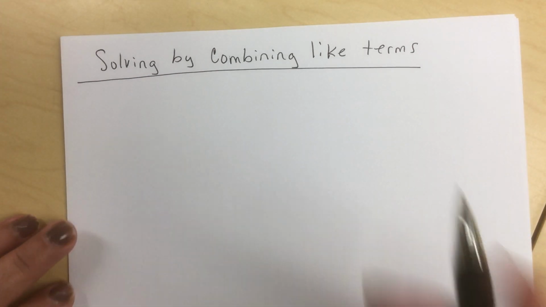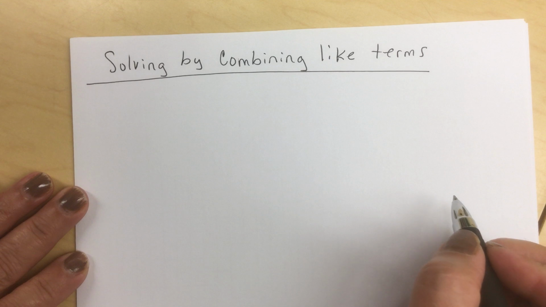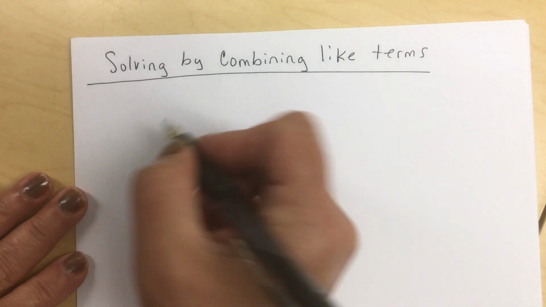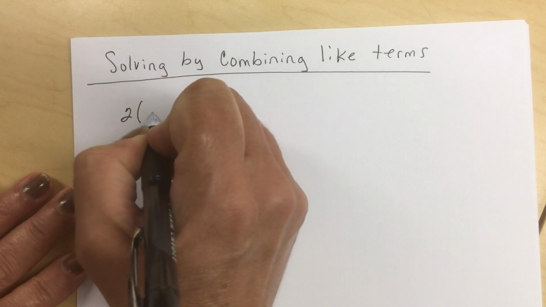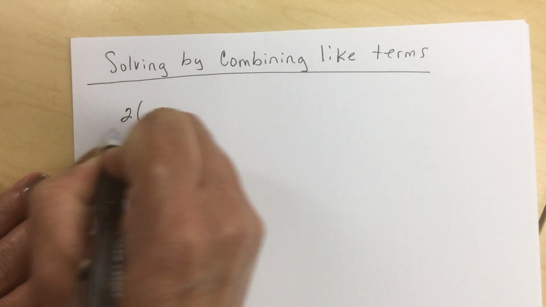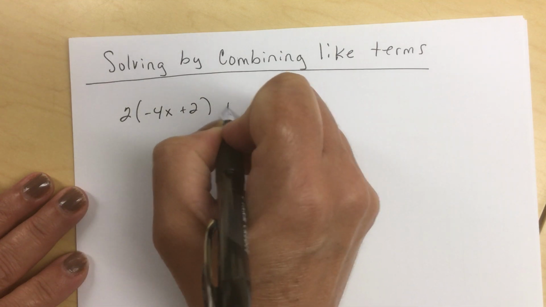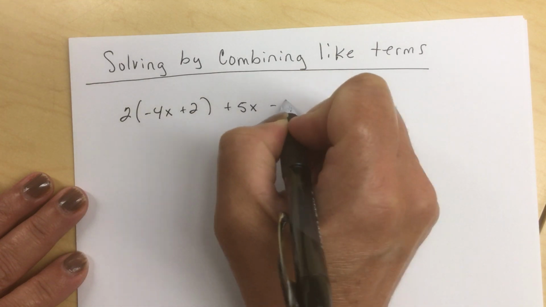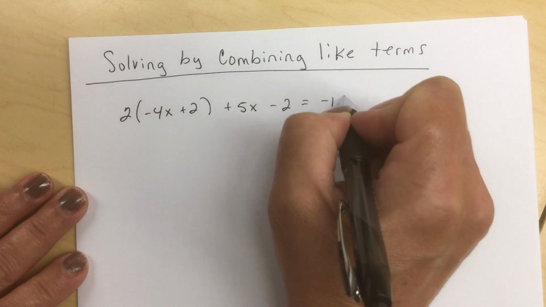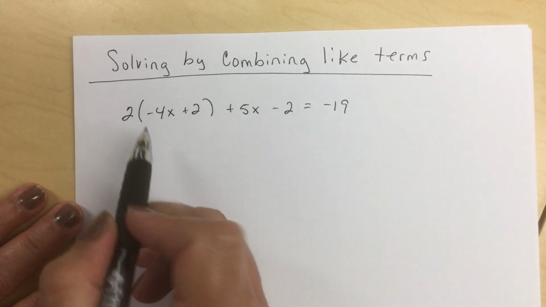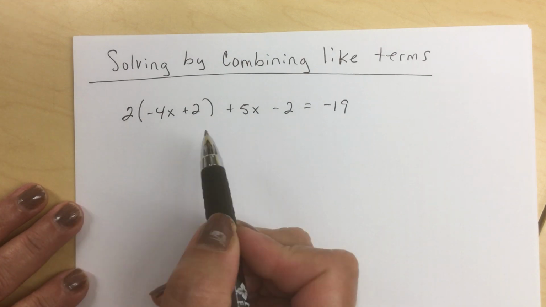All right, so this is going to look complicated, but we're going to take it one step at a time, so don't let yourself get overwhelmed, okay? So we're going to have 2 times (negative 4x plus 2), and then plus 5x minus 2 equals negative 19. Okay? The first thing we're going to do is get rid of our parentheses using the distributive property.